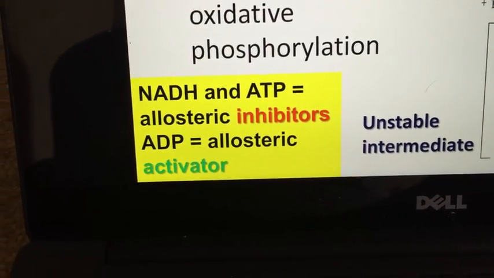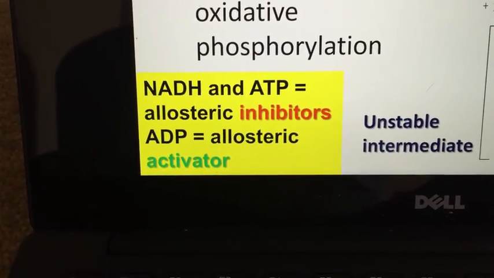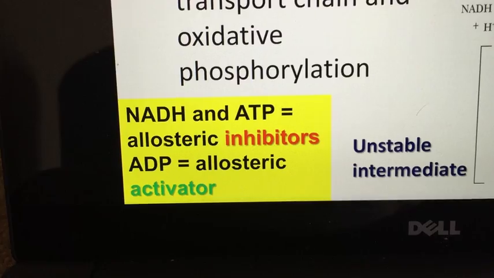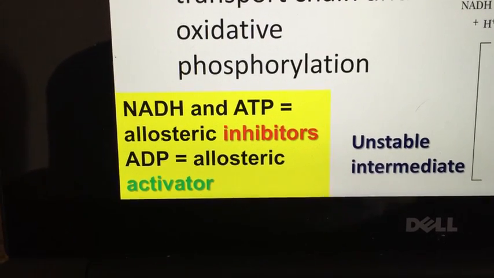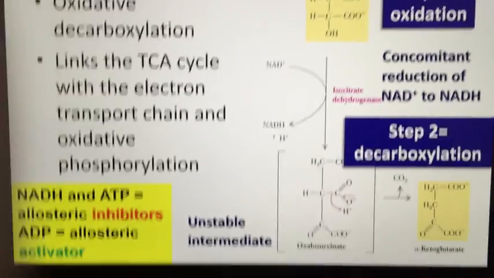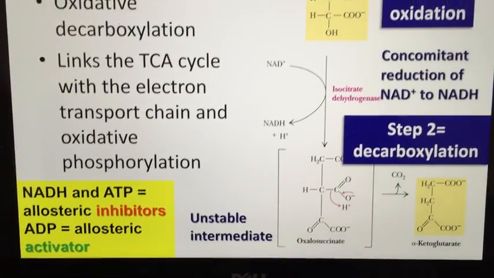ADP, on the other hand, is an allosteric activator. So when your ADP to ATP ratio is high, meaning you do not have much energy and you've got too much ADP, it actually activates isocitrate dehydrogenase and allows the reaction to happen. And in fact, the reaction won't happen in the absence of ADP. It requires ADP to activate the reaction.